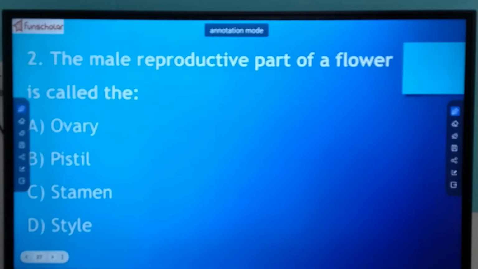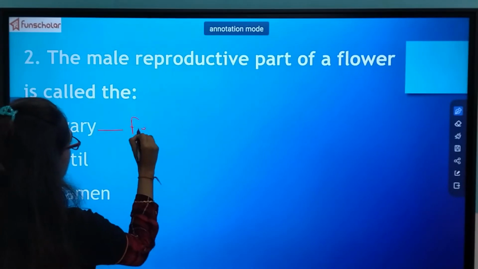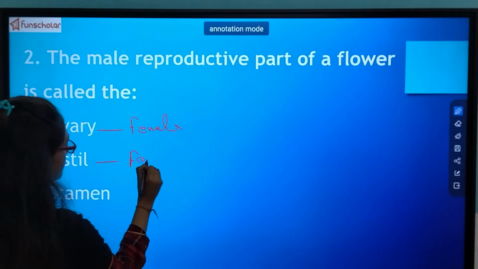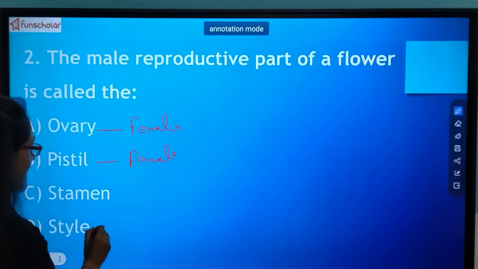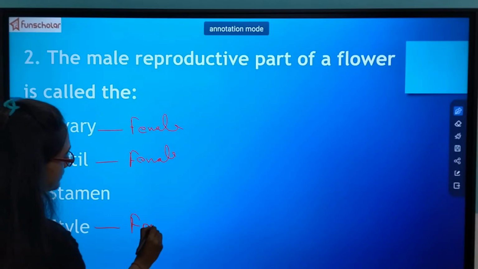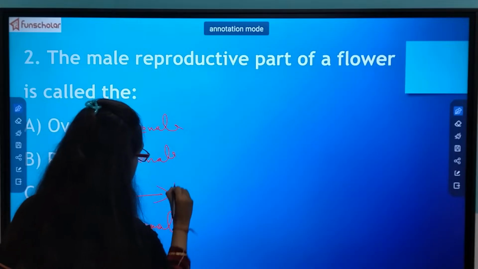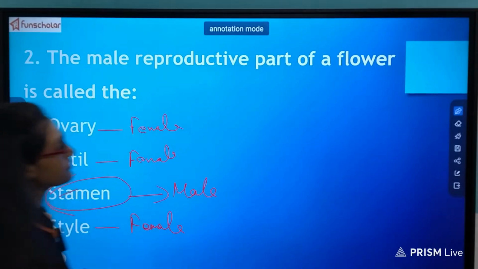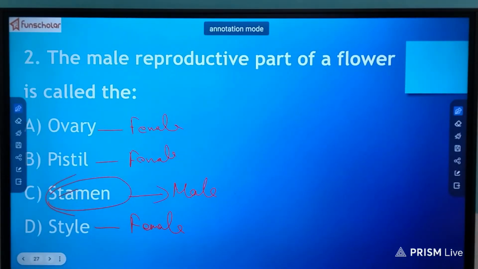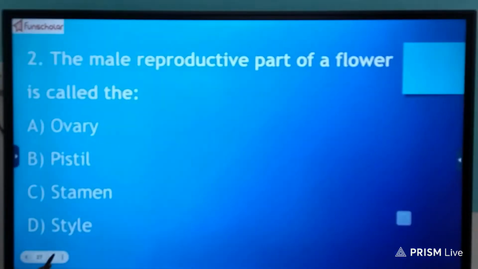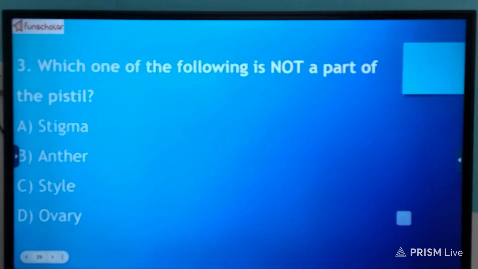The male reproductive part of a flower is called, is it ovary? No, it is the female. Is it pistil? Again, it is the female. Is it style? No, it is again female. So, what is left? Stamen, which is the male reproductive part. Right? Easy? Okay. Next.